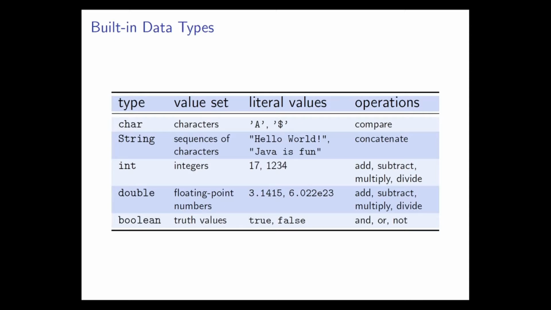The type int has the value set integers, and literal values of type int are exactly what you'd expect, things like 17 and 1, 2, 3, 4, and of course you can add and subtract and multiply and divide them, and just all the things you'd expect.